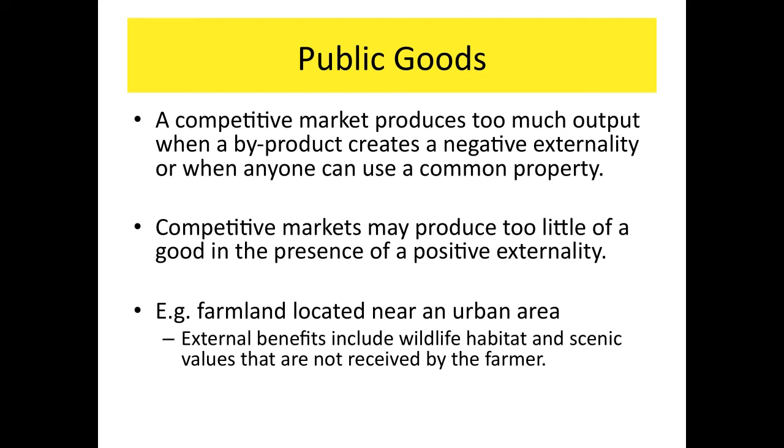We also see this with respect to positive externalities. So a competitive market may produce too little of a good in the presence of a positive externality. A good example of that might be farmland located near an urban area. The external benefits associated with that farmland might include wildlife habitat and scenic values that people in the urban area value, but for whom the farmer who owns that land doesn't benefit. The person who's enjoying that wildlife habitat or those scenic views doesn't necessarily go and pay the farmer for their efforts to make sure that there's a habitat and a view that's worth seeing.